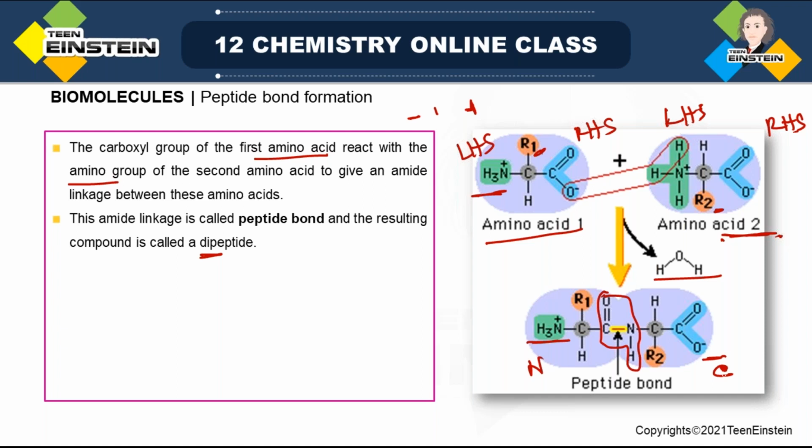In this case, we have taken two amino acids. There is generation of one peptide bond. So remember, when there are two amino acids, only one peptide bond will be generated, but this will be called a dipeptide.